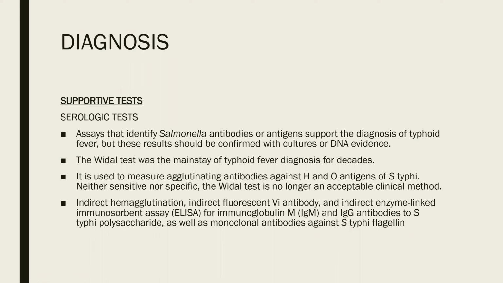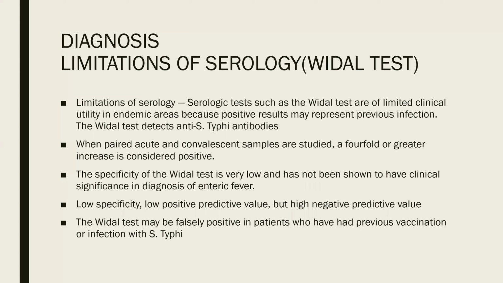You can also look for the IgM, which tells you about a current, ongoing, or very recent infection, or the IgG antibodies, which will tell you about a chronic infection or something that has been there for a long time. Now, what will be some of the limitations to the Widal test?